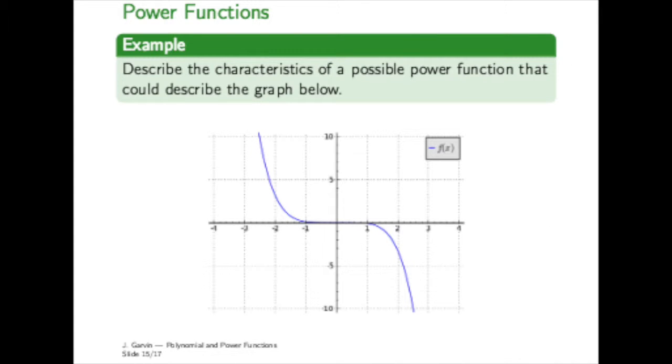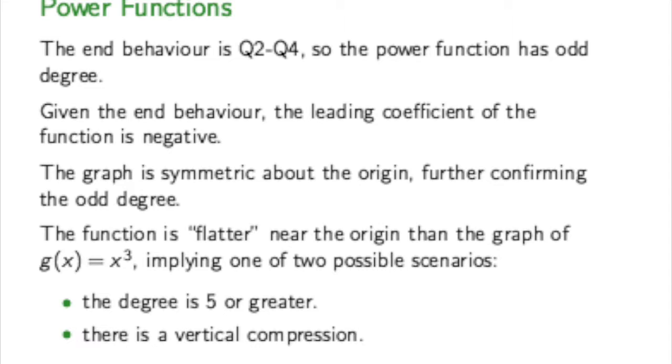Describe the characteristics of a possible power function that could describe the graph below. The end behavior is from quadrant 2 to quadrant 4, so the power function has an odd degree. Given the end behavior, the leading coefficient of the function is negative. The graph is symmetric about the origin, further confirming the odd degree. The function is flatter near the origin than the graph of d(x) equals x cubed, implying one of two possible scenarios: the degree is 5 or greater, or there is a vertical compression.